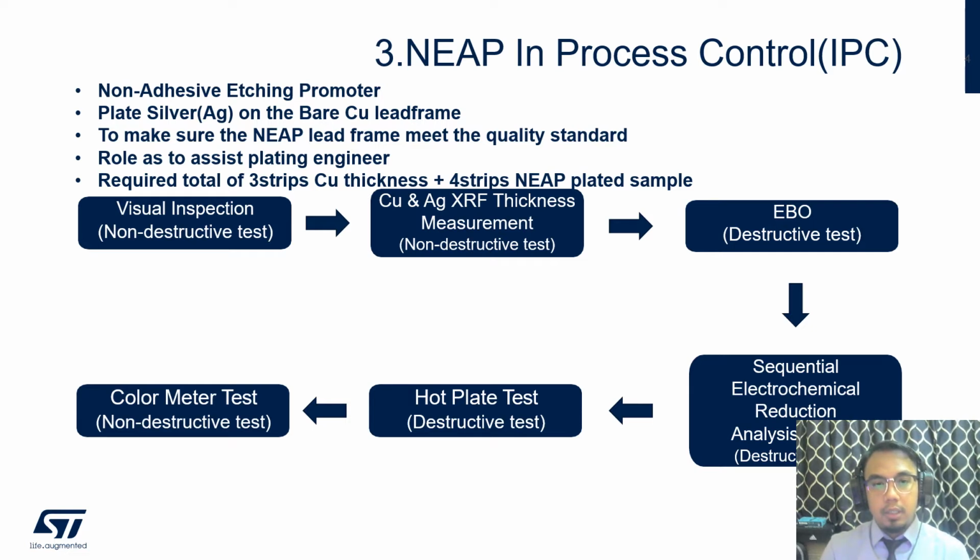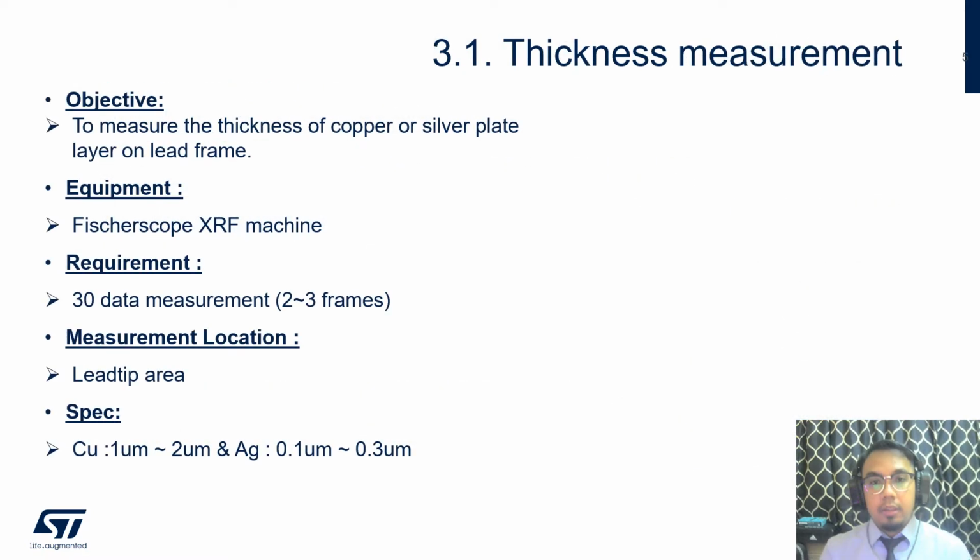As you can see, all of these 6 in-process controls have 2 types of tests, which are non-destructive test and destructive test. In this in-process control, we require a total of 3 strips of copper thickness plus 4 strips of NIP plated to run all of this IPC control. So I will go through the IPC process that I was actively involved in.